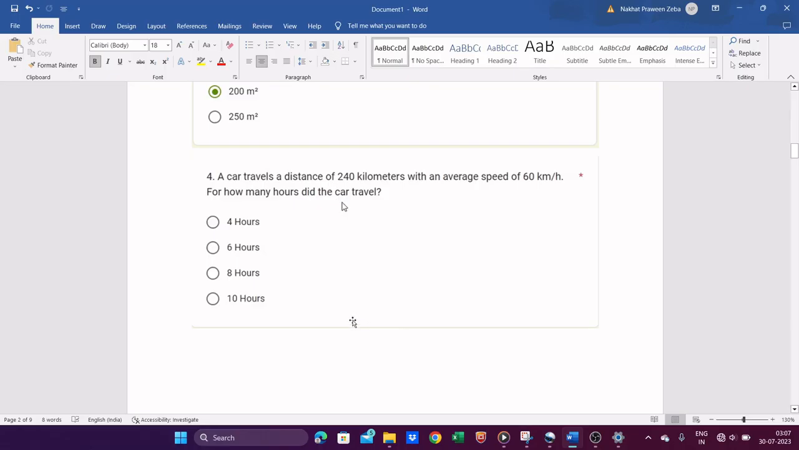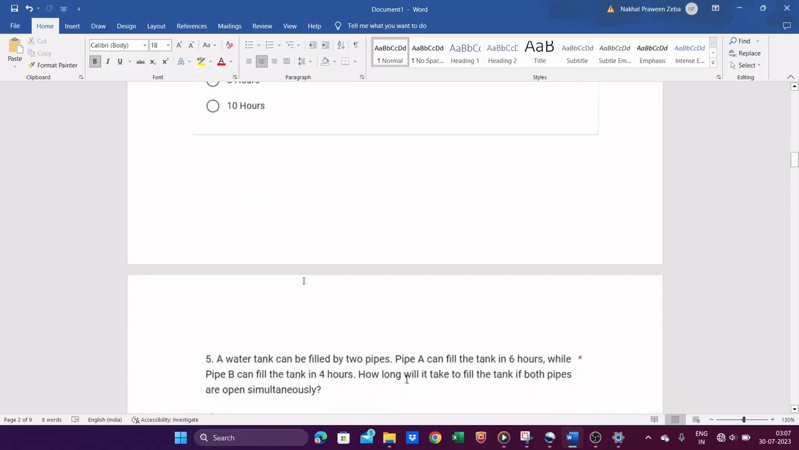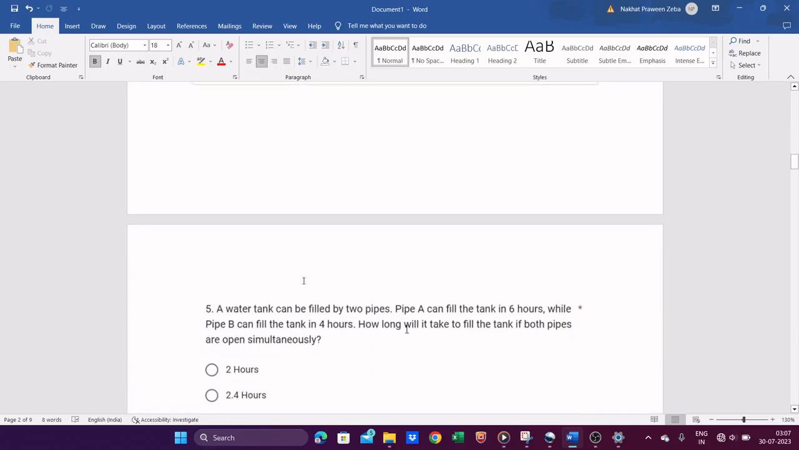Next is, a car travels a distance of 240 kilometers with an average speed of 60 kilometer per hour. Very simple question again. So for how many hours did the car travel? You can solve it, and after solving you will get answer 4 hours. So you can mark it here 4, as I have done. Total 5 questions were there from this particular section.